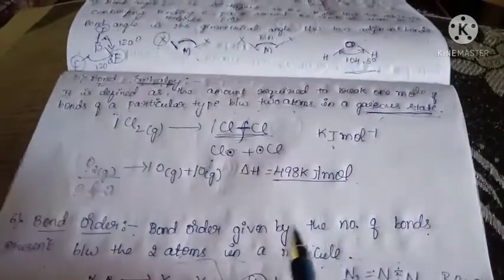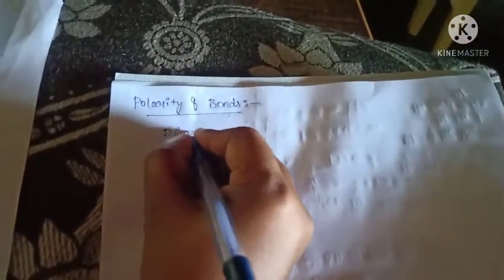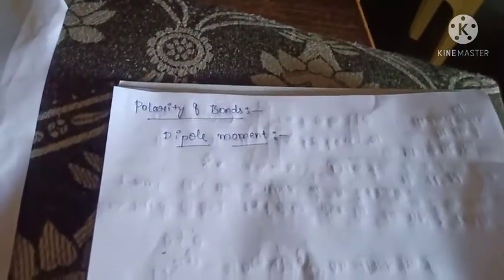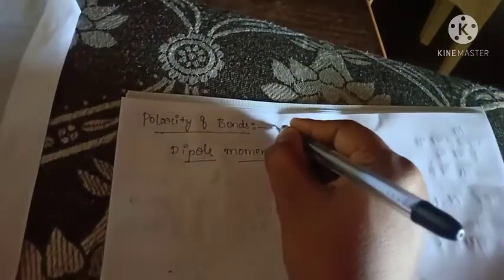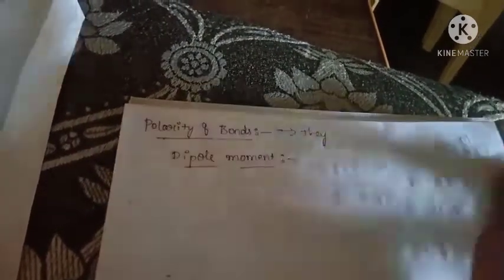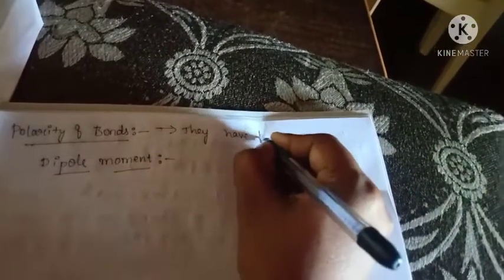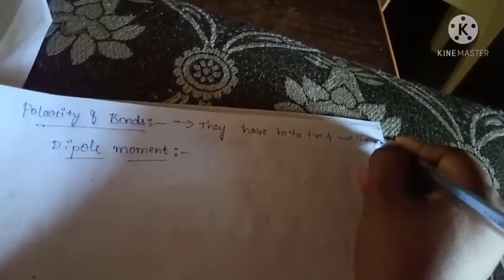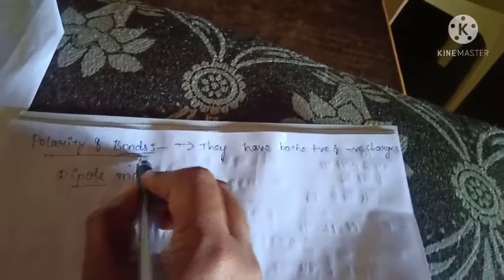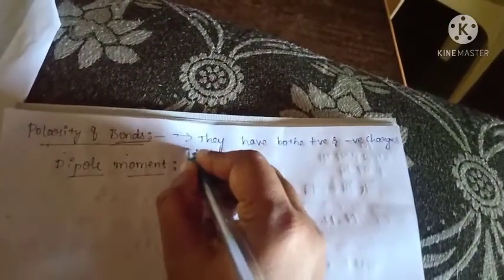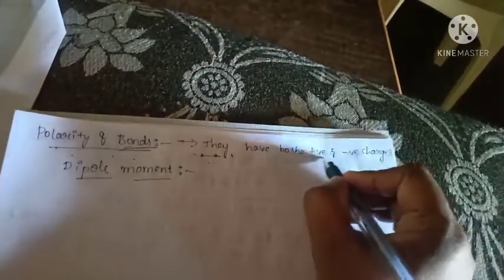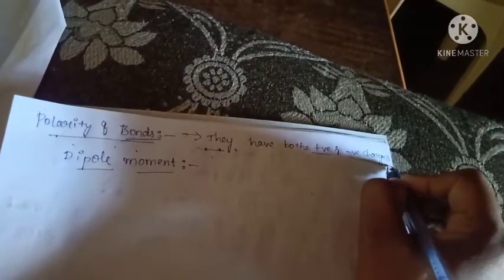And next we move on to the polarity of bonds. In that, we have to know what is dipole moment. Before knowing what is dipole moment, we have to know what is polarity. Polarity means they have both positive and negative charges. Polarity of the bond means the bond needs two electrons. It might be present in the same molecule or in different molecules. The polarity of bonds means that the bond contains both positive and negative charges. That should be called a polarity of bonds.